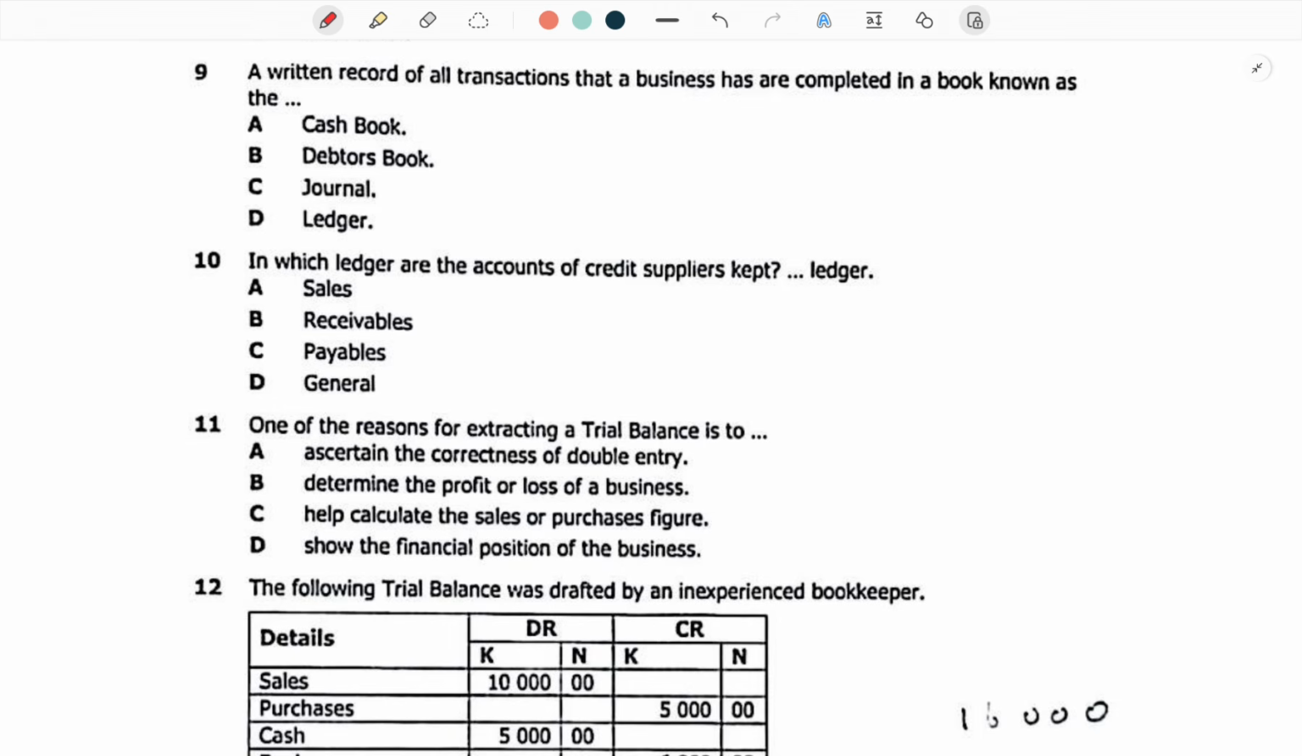We go to number 9. A written record of all transactions that a business has completed is in a book known as a... Okay, so the best answer is simply D, a ledger.